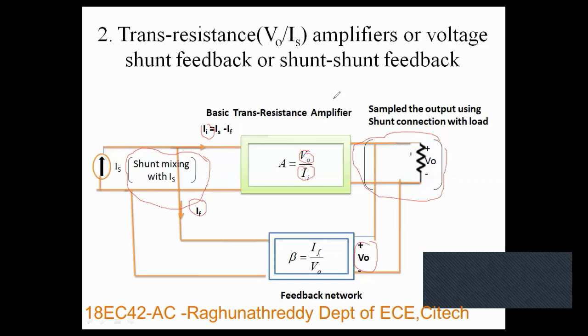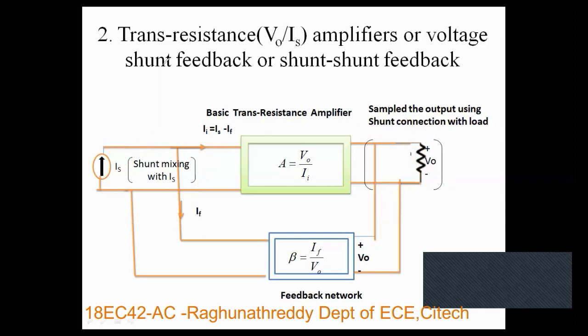Why it is called voltage shunt feedback is, here the voltage is sampled at the output side and shunt mixing at the input side, hence it is called voltage shunt feedback. Another name of this one is shunt connection. Input side is also shunt, output side is also shunt, hence it is called shunt-shunt connection.